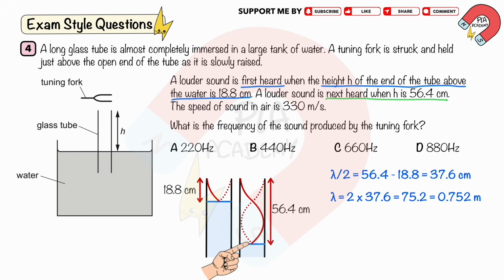The frequency can be calculated using the equation f equals v divided by lambda. Substituting v equals 330 meters per second and lambda equals 0.752 meters, we get the frequency f equals 440 Hz to two significant figures. So, B is correct.